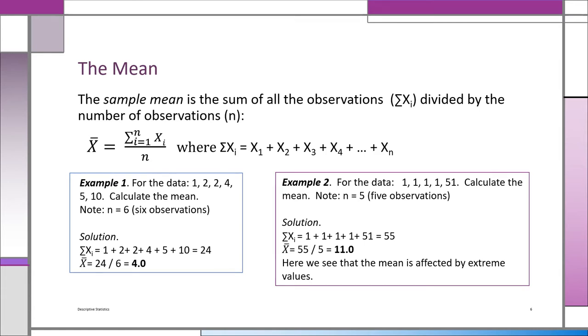Example 2, okay, here we have 5 numbers, 1, 1, 1, 1, 51. Okay, N is 5. We sum that row of numbers: 1 plus 1 plus 1 plus 1 plus 51, we get 55. 55 over 5 is 11.0. That's the sample mean. Note that the sample mean is affected by extreme values. That 51 there suddenly changed the mean by a lot. One huge number can change the mean.